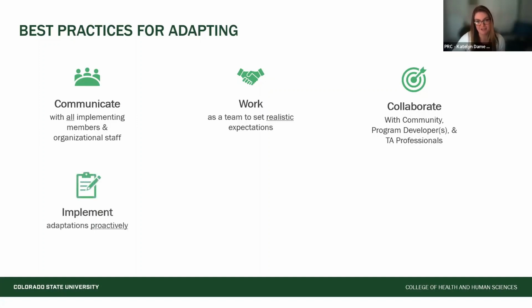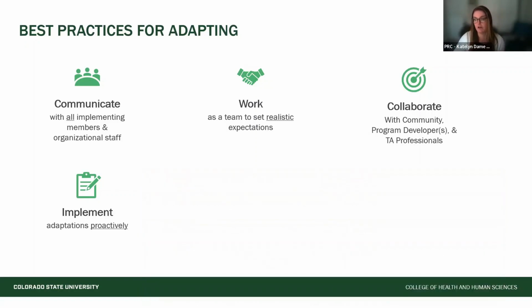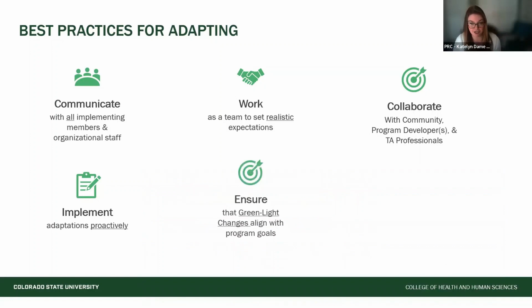Always work to implement adaptations proactively, and you can do this by meeting as a team to propose each adaptation, then seeking guidance from your program manual and program developers or TA professional. Then you'll meet again as a team to agree on the adaptation and how to best proceed. And then you want to continuously meet as a team to regularly evaluate and reassess the adaptation's impact on program outcomes and goals. Also ensure that you are implementing green light changes that are most likely to improve program outcomes or at least not detract from them.